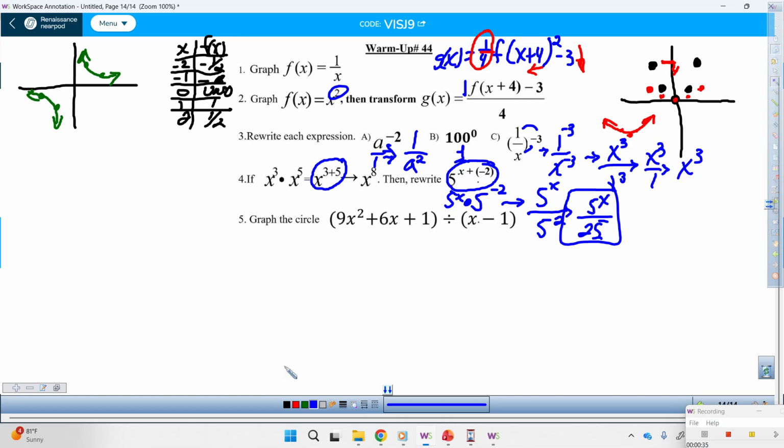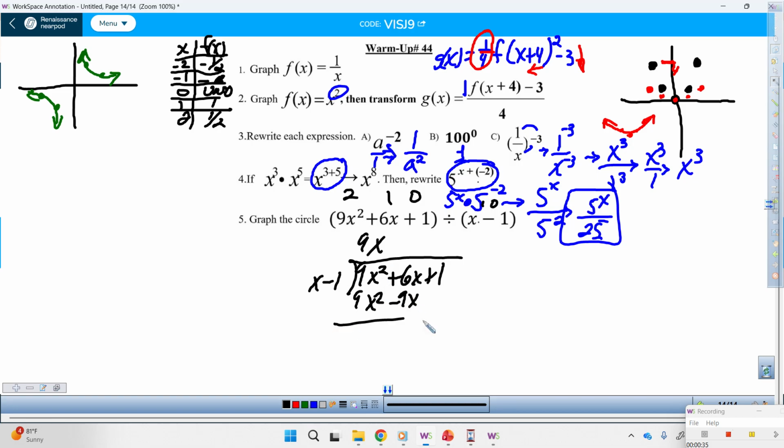Last but not least, divide. Is it in standard form? Let's see, 2, 1, 0, 1, 0, yes. So 9x to the 2nd plus 6x plus 1 divided by x minus 1. 9x times x is 9x squared. 9x times negative 1 is negative 9x. Subtract. Distribute that here and here. This cancels. We're left with 15x. Bring down the plus 1.